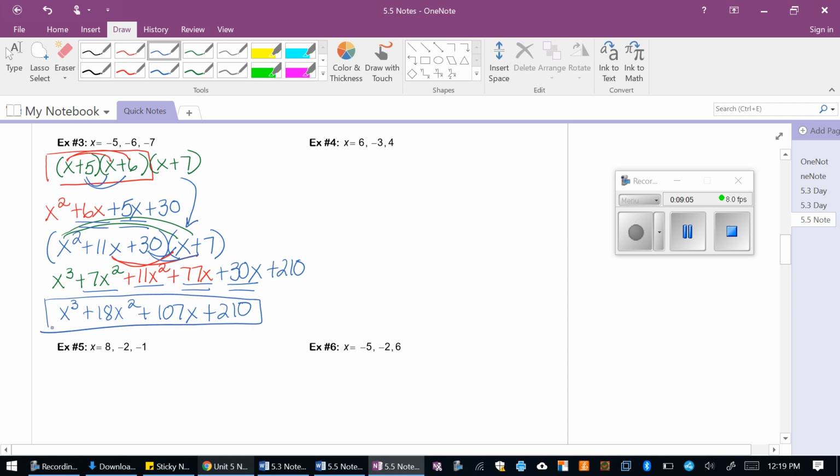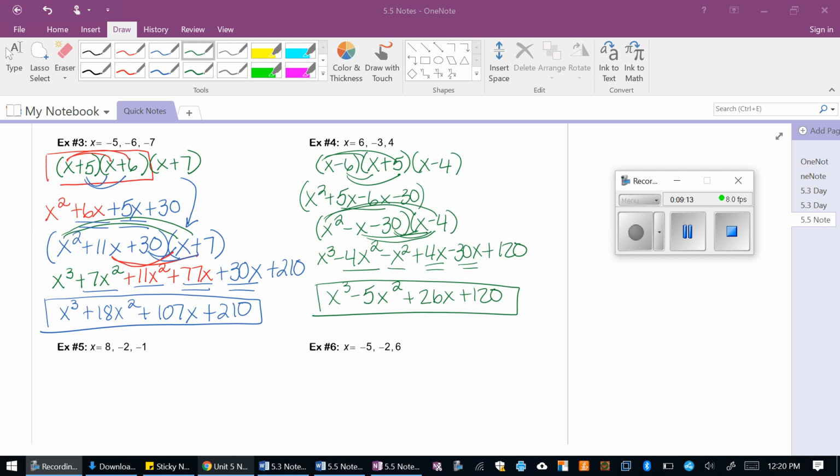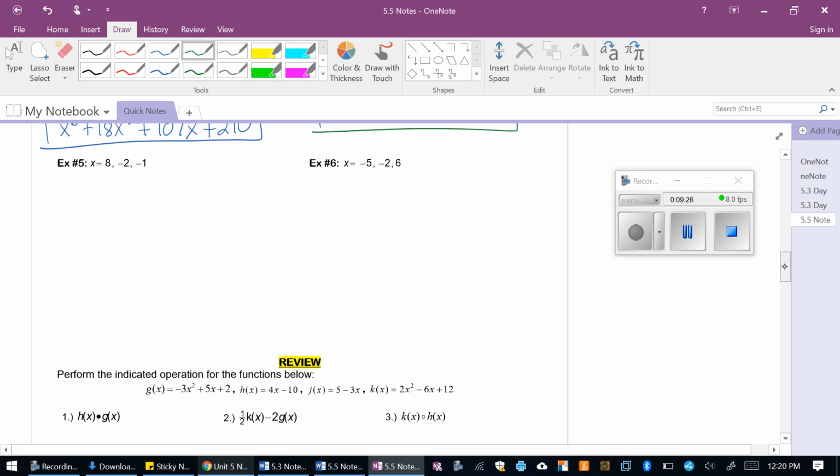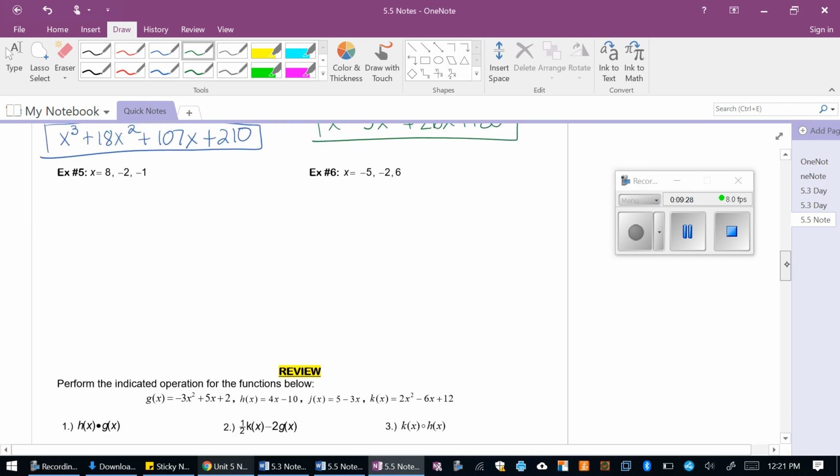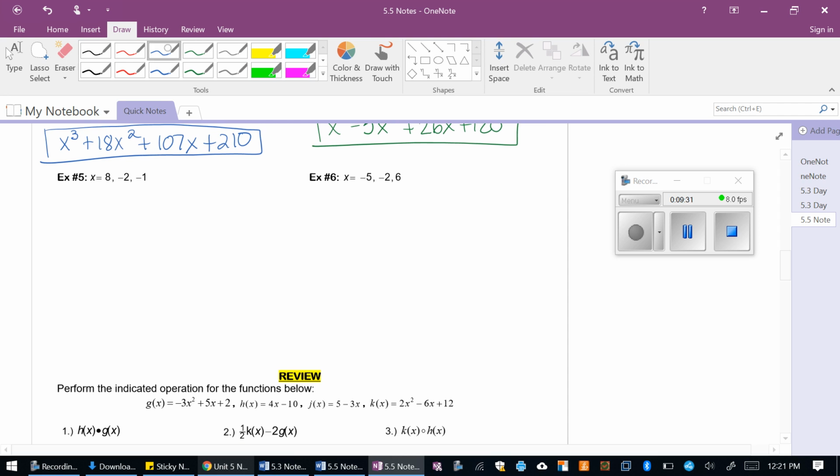So why don't you go ahead and pause the video for a minute and try to do example number 4 all on your own. So if you look here, I went ahead and worked out example number 4 for you. So your final answer is x to the third minus 5x squared plus 26x plus 120. So we're going to work through example number 5, and then you can go ahead and try to do the practice for today on your own.